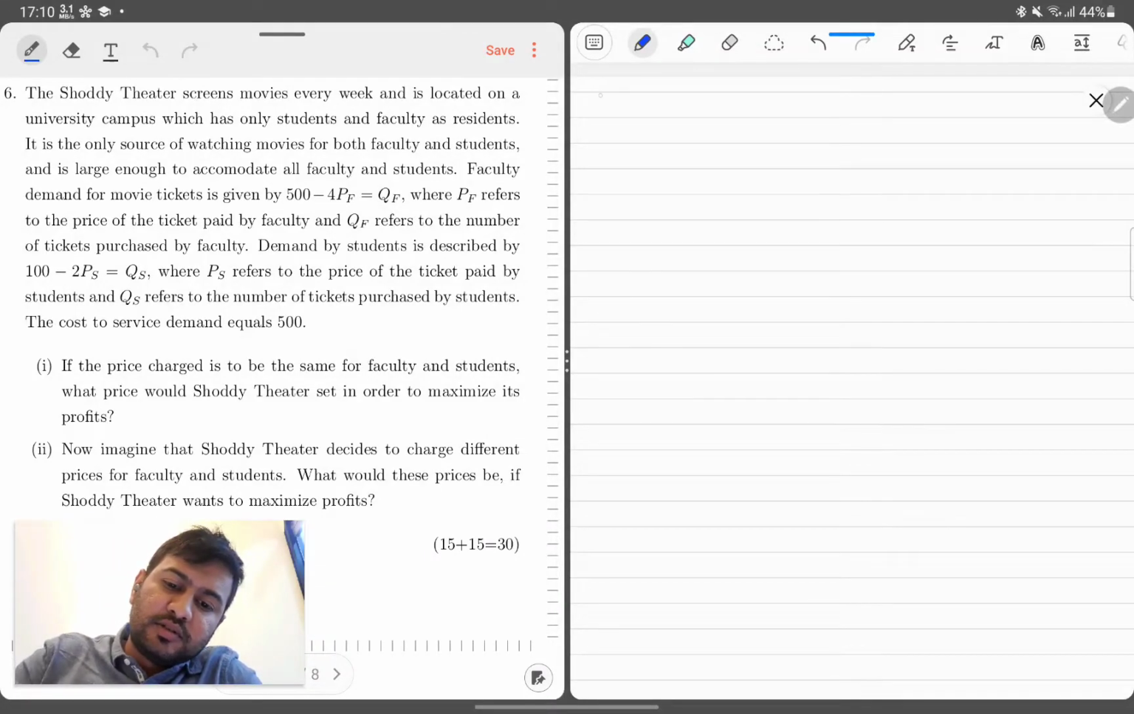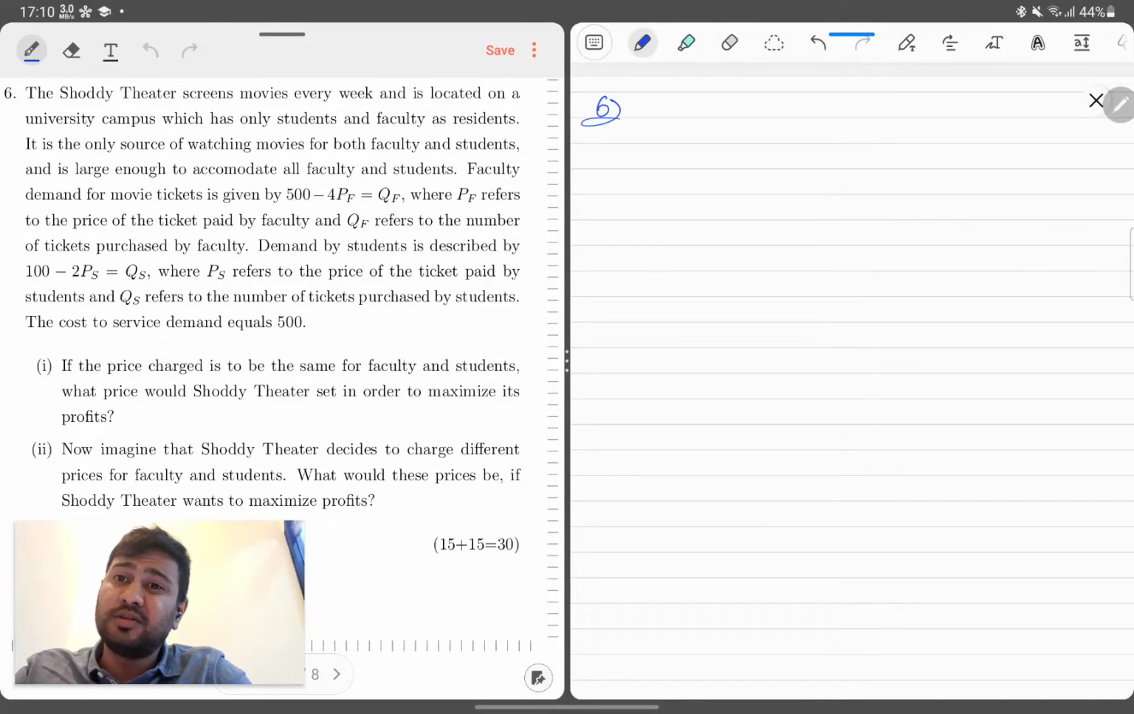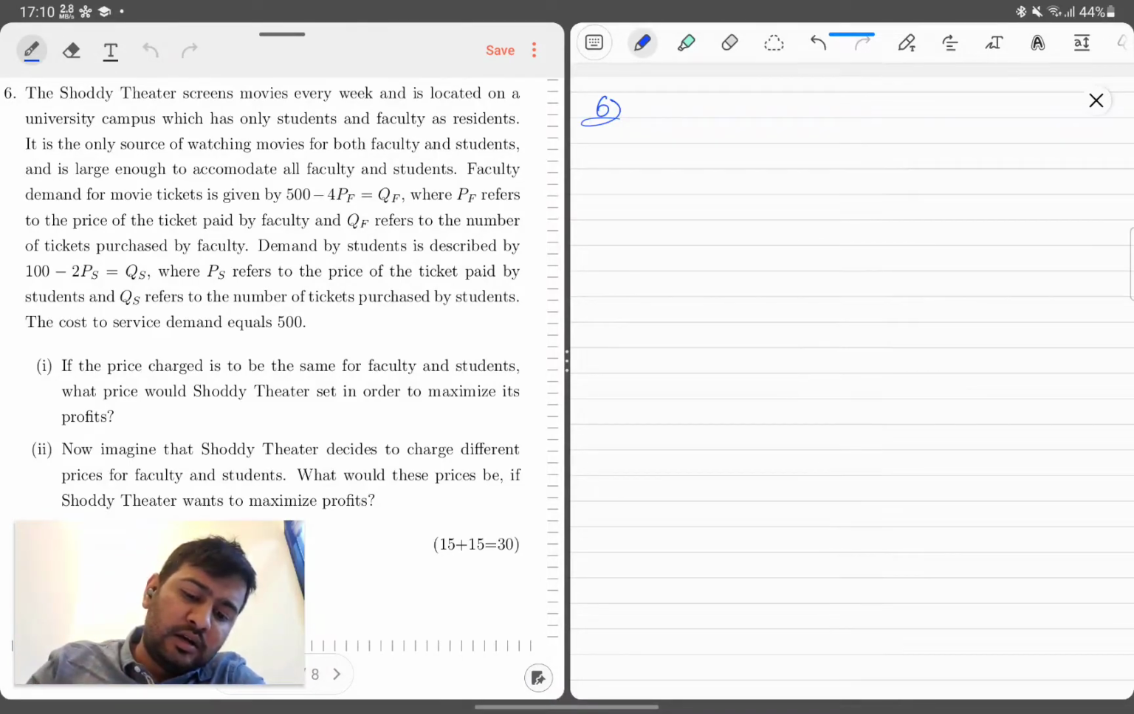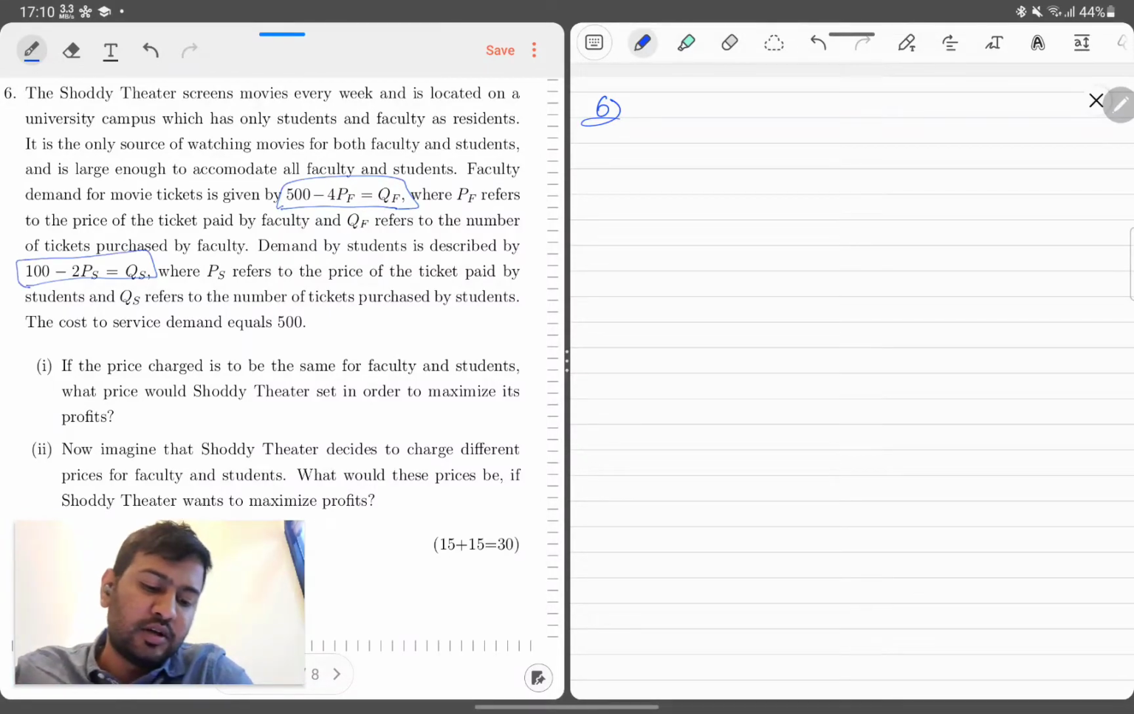Let's look at question number 6. So in question number 6 we have a theater which is a monopolist in a particular university, and we have been given demand for movie by faculty members and the demand for tickets by the students.